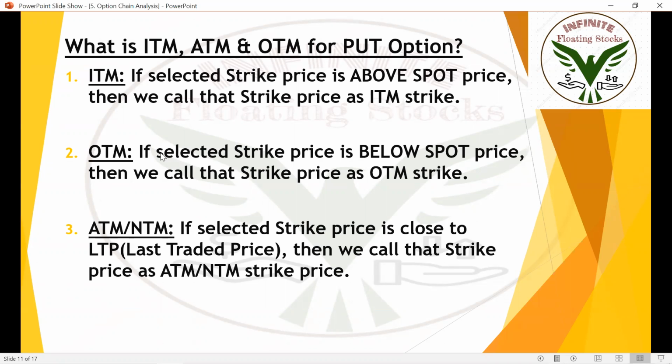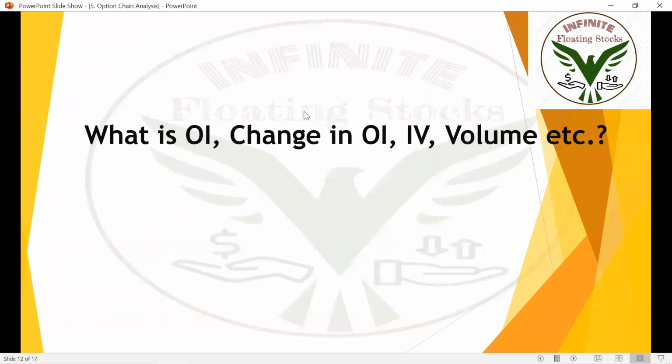Then we call it in the money. So if the selected price is below the spot price, if it falls in the white area, and if it is towards the put side, then we call that strike price an OTM put strike. So, pretty simple. All right.